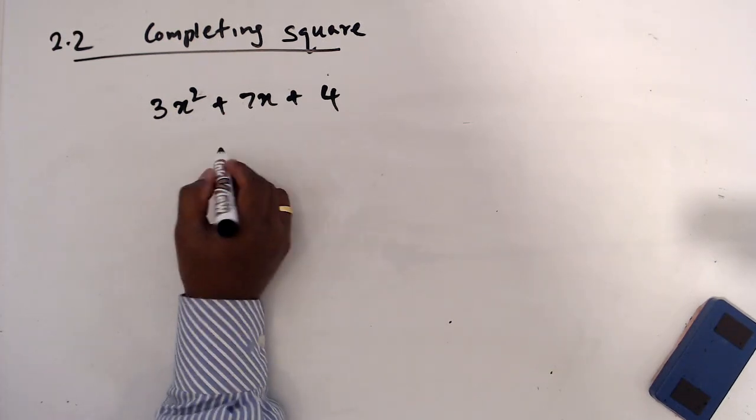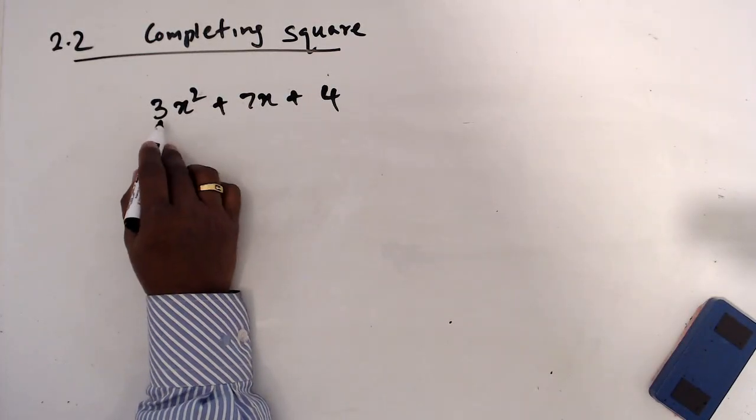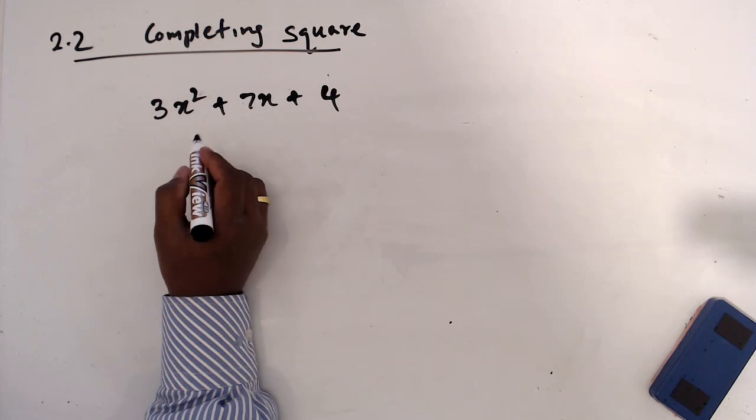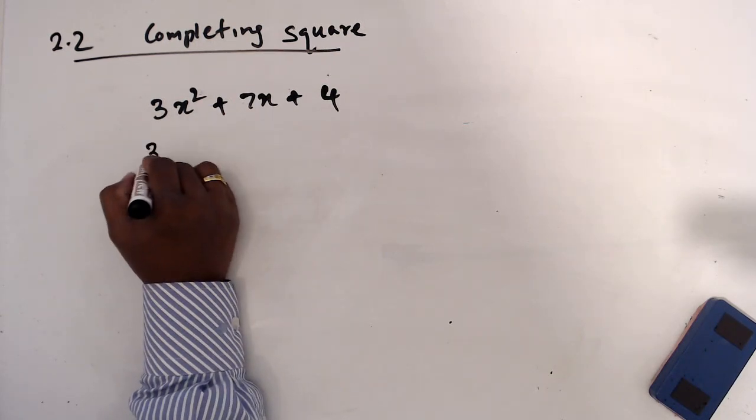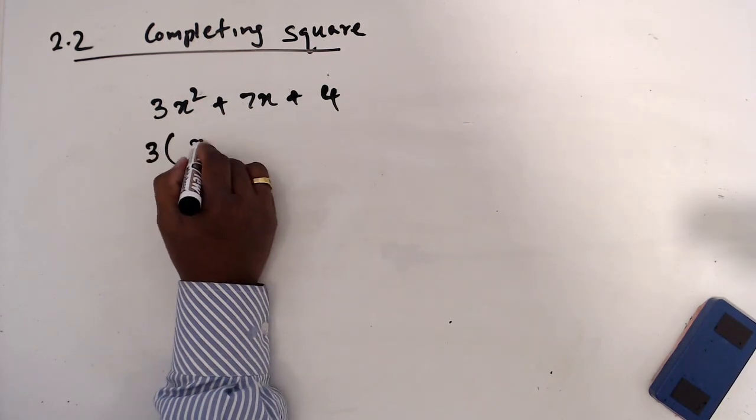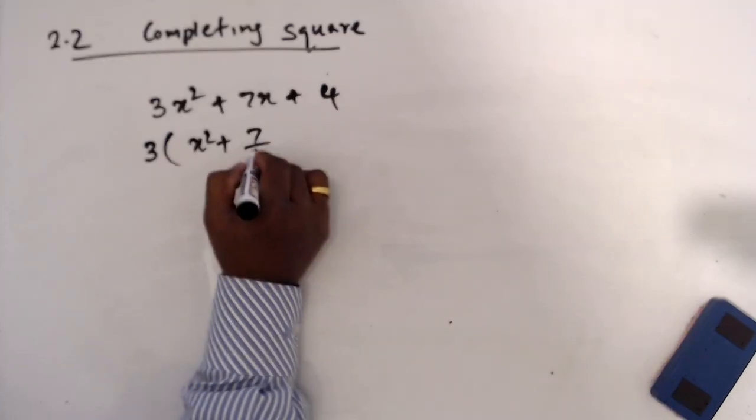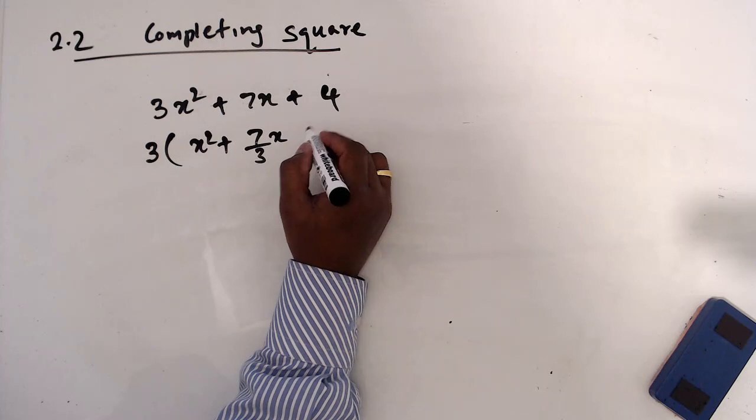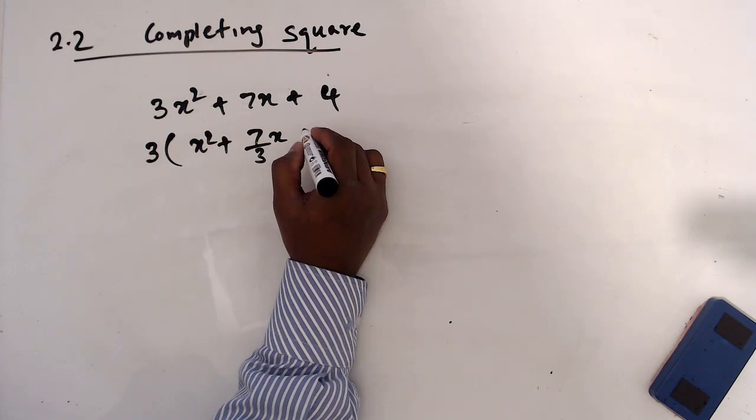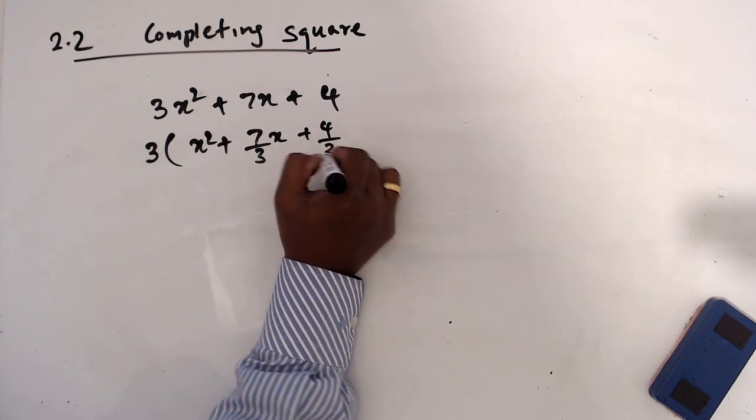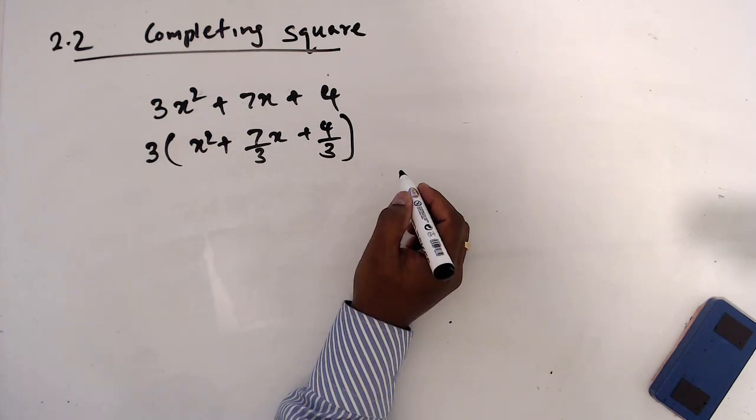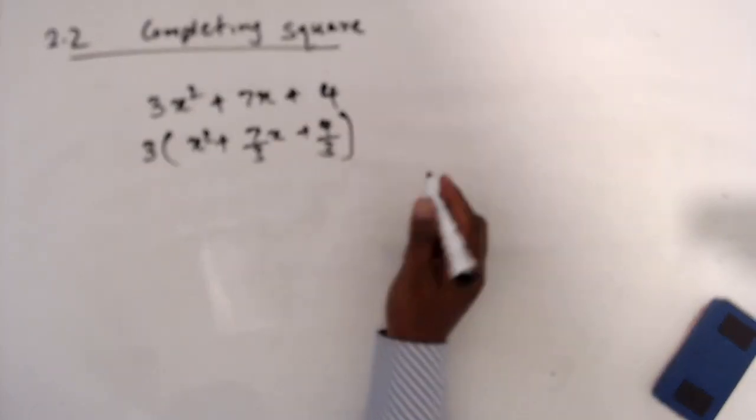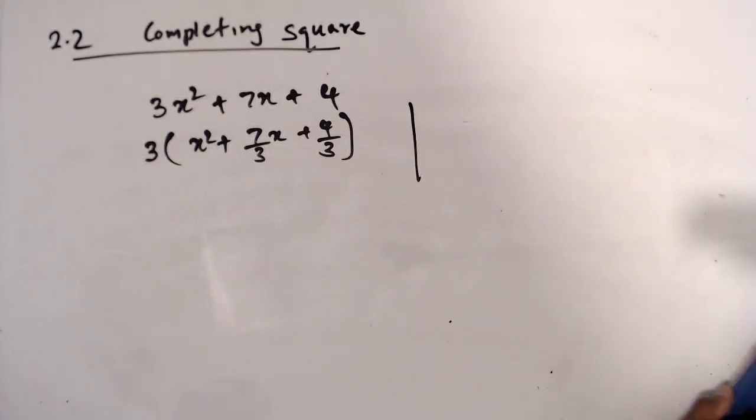Then I have to take 3 out. So I know that the coefficient of x square is 3. I'm going to take 3 out. So x square plus 7 over 3 x plus 4 over 3. Now if you can understand what I just simply discussed, a little bit.